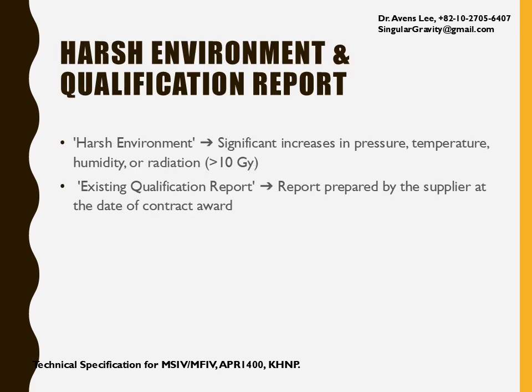Finally, let's clarify two more terms. The term harsh environment refers to conditions where there is a significant increase in pressure, temperature, humidity, or radiation due to a design basis event. Specifically, if the radiation exceeds 10 grays, it qualifies as a harsh environment, particularly for electronic components. The term existing qualification report refers to the report that the supplier prepares at the time of the purchase contract award. This report contains all the necessary qualification details for the supplied components. These definitions help ensure that everyone involved in the project understands the conditions and expectations clearly.